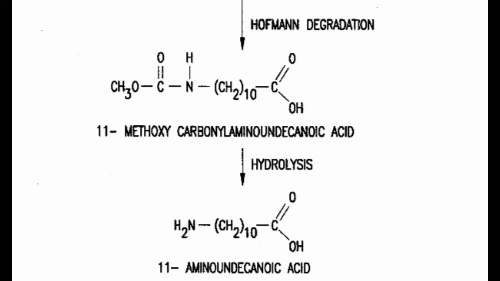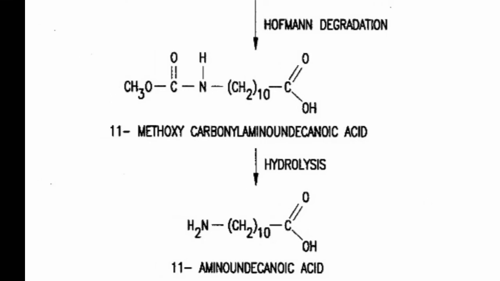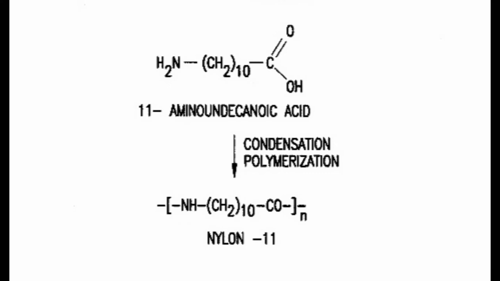This is 11 amino undecanoic acid. This 11 amino undecanoic acid undergoes condensation polymerization. During this polymerization, you can see from COOH, OH is given out, and from NH2 hydrogen is given out to form the repeating unit of NHCH2 to the base 10 CO. This repeating unit joins with each other to form long chain nylon 11 polymer. During this process, again H2O is given out.